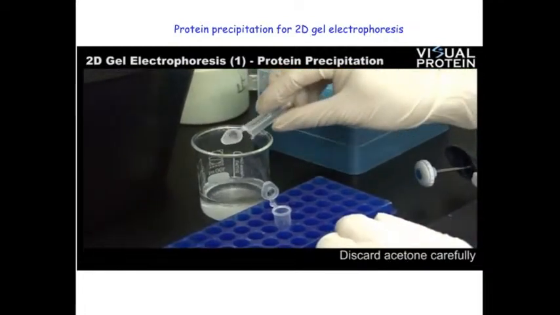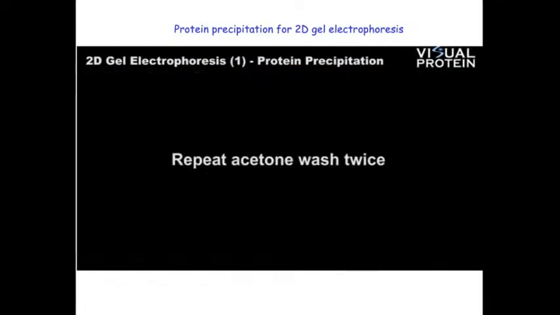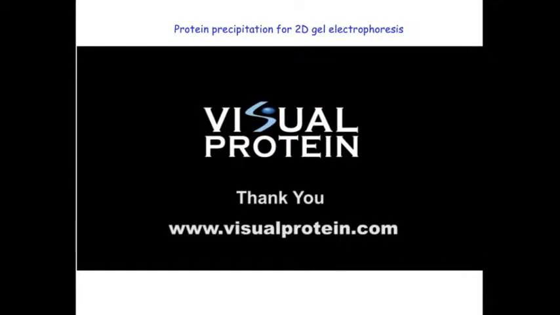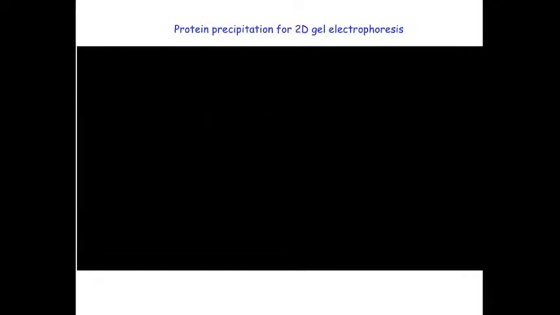Then let it dry for some time in the air. We repeat this acetone wash twice. Then we leave it open for some time, and then you have the pure precipitate of your protein in the Eppendorf tubes, which can be used for 2D gel electrophoresis.